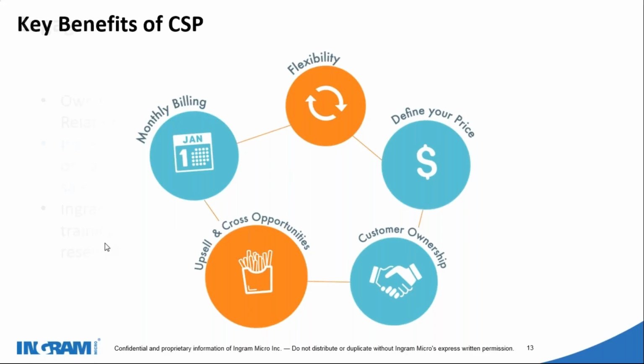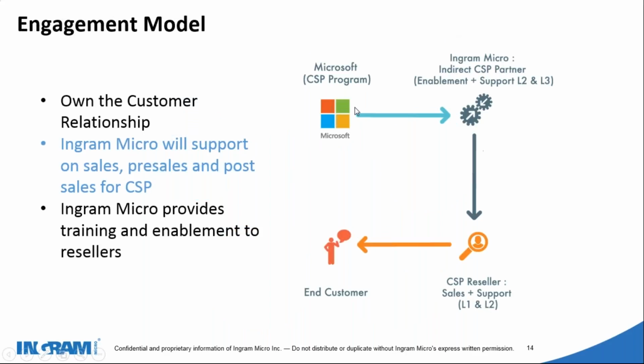So let's move on. This is the engagement model. This is the indirect engagement model, which Ingram Micro is positioning. We are not a direct partner, we are indirect. Our entire business model is dependent on resellers. Our entire effort is to build and help our resellers go and sell to the end customer. Microsoft deals with us for CSP, we bill you for CSP, and you bill your end customer.